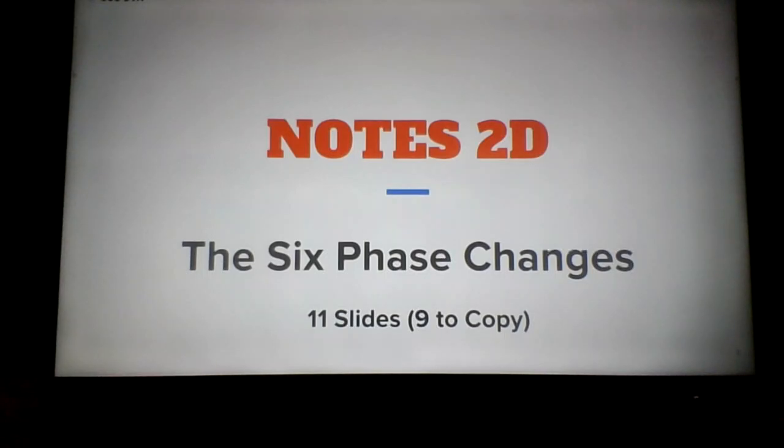All right, we are ready to talk about the 6 phase changes. How a piece of matter, for example, goes from a solid into a liquid, which I know you know is called melting. But there are other phase changes as well that we're going to define and discuss throughout our set of notes today. Notes 2D, the 6 phase changes.